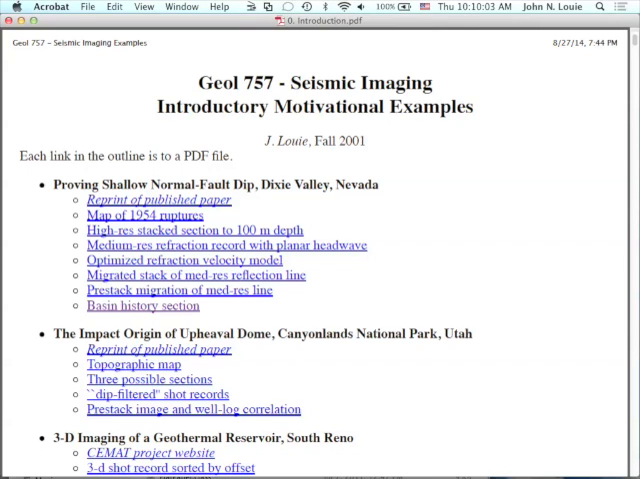Given the interests of the three of you, Travis, Joe, and Kyle, I'm going to spend most of my time in this revised class, which I call Advanced Seismic Imaging and Introduction to Tomography. I'm going to spend most of it on advanced seismic imaging and most of it out of Imaging the Earth's Interior, and somewhat less than I have in the past out of processing versus inversion.